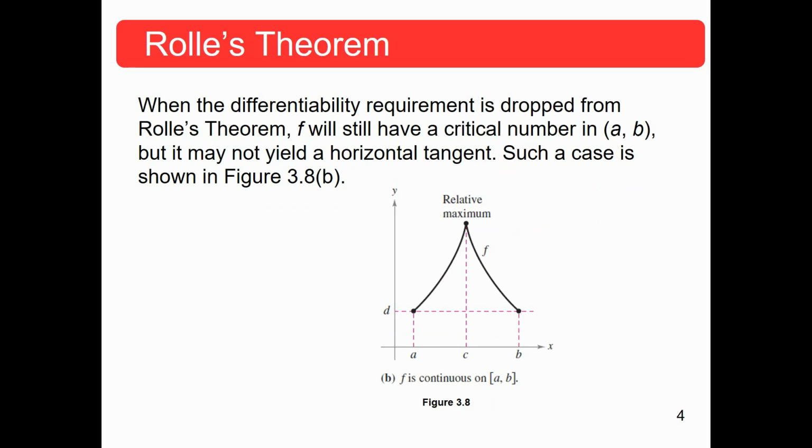Now, if we drop the differentiability requirement, f still has a critical number at that point, but it may not yield a horizontal tangent. Notice here we have a relative maximum, but we don't necessarily have a horizontal tangent line.